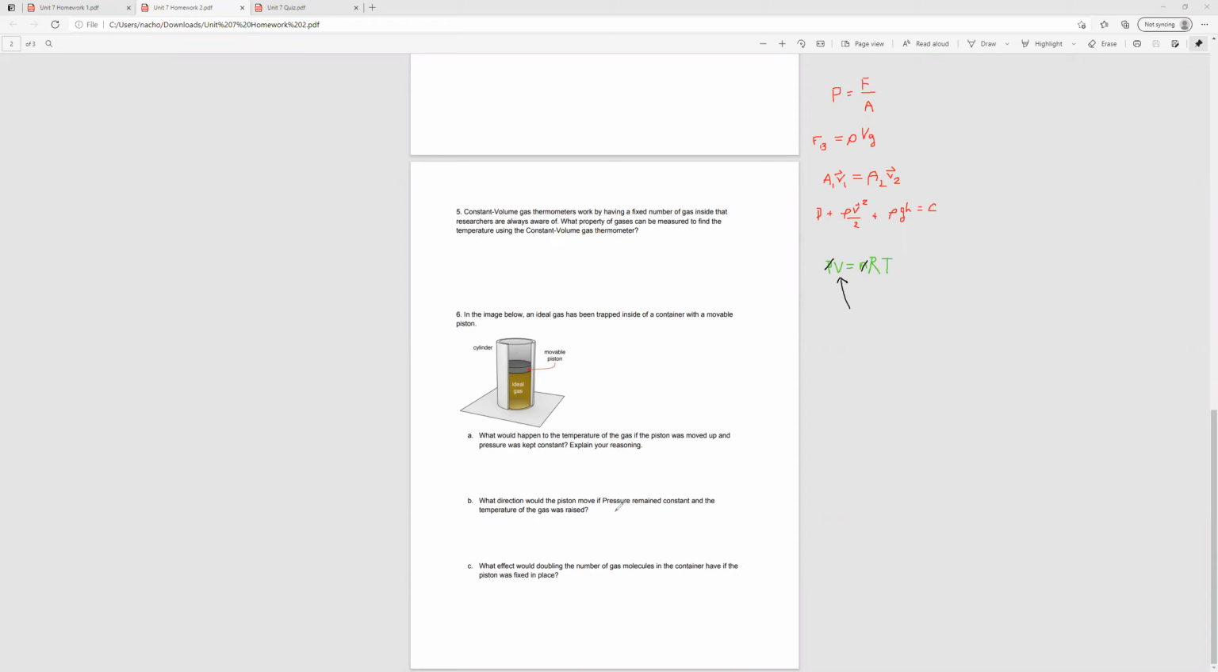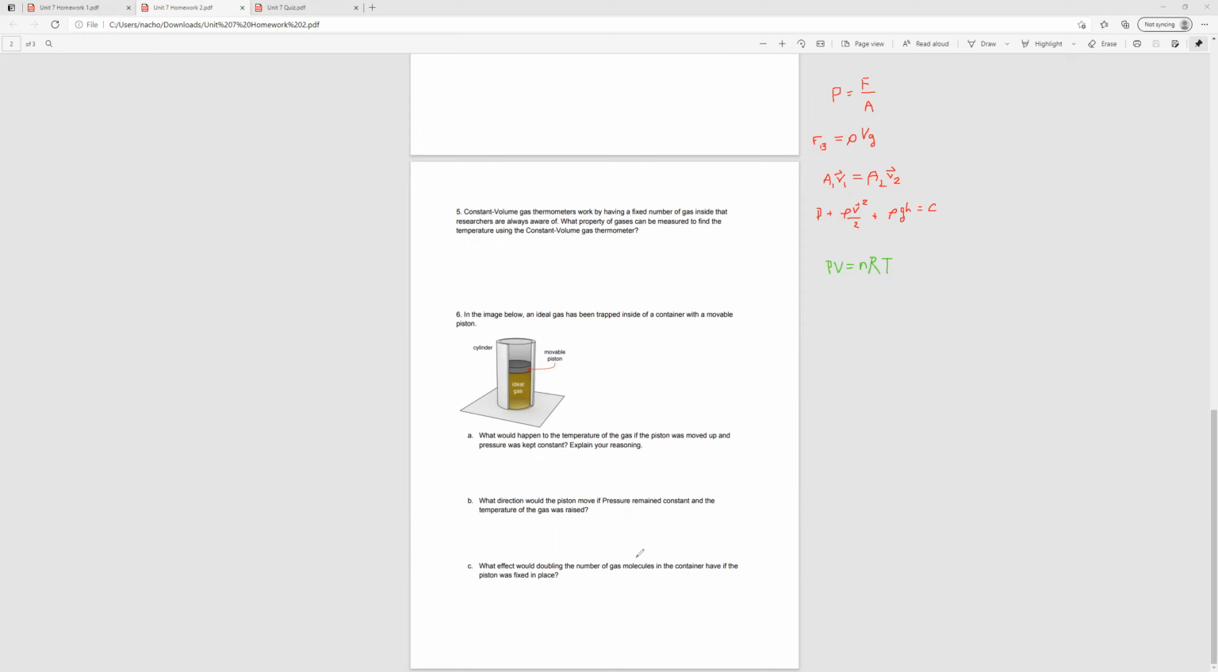What direction would the piston move if the pressure remained constant and the temperature of the gas was raised? So that means that n is still constant. Pressure remained constant, and the temperature of the gas was raised. It's going to go up. That means they're on opposite sides, so volume must also go up. So the piston would move up to increase volume.